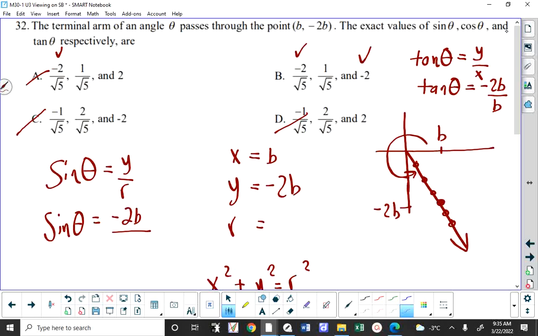Cos of theta is x over r. We'll just finish this off. Although we know what the answer is. Cos of theta is x over r.